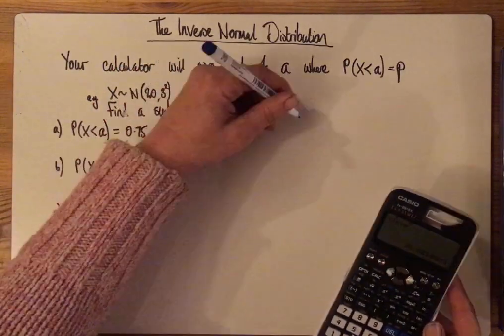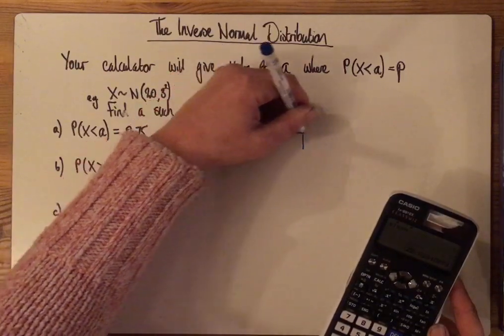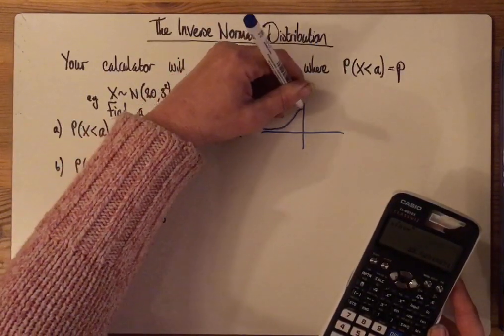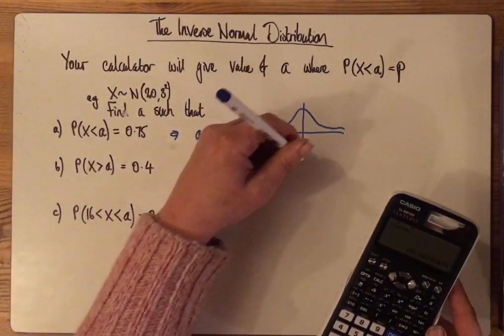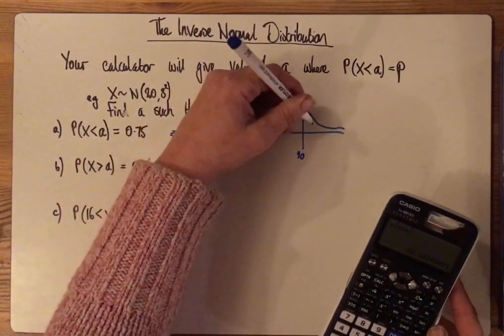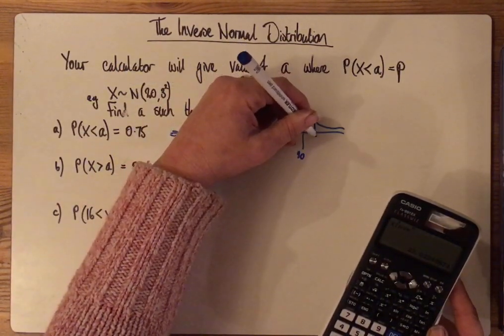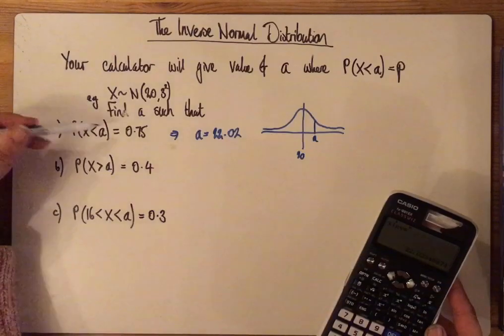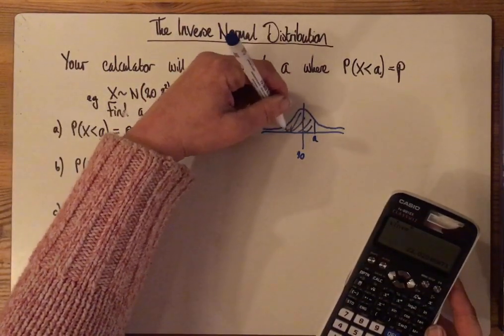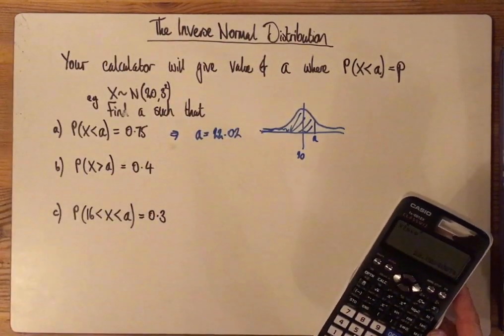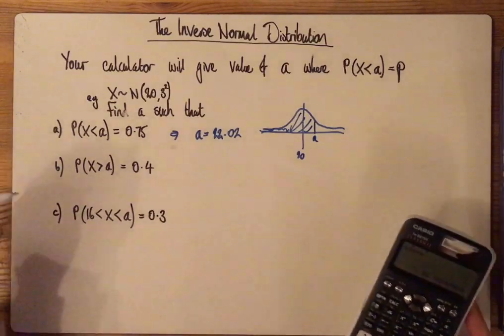It is useful just to be able to sketch these. So what's going on with this is we've got this normal distribution centred at 20, A is at 22.02, and the probability of being to the left of A is 0.75. So the area under the graph to the left of A is 0.75.